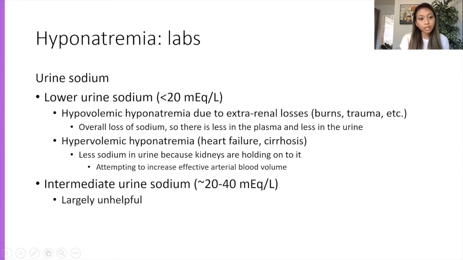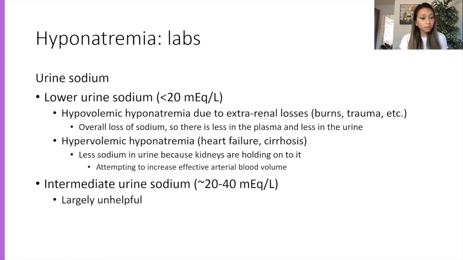So if you have a lower urine sodium, less than 20 milliequivalents per liter, could indicate hypovolemic hyponatremia due to extrarenal losses. Overall, it indicates a loss of sodium, so there's less in the plasma and less in the urine. There's just less sodium all around.